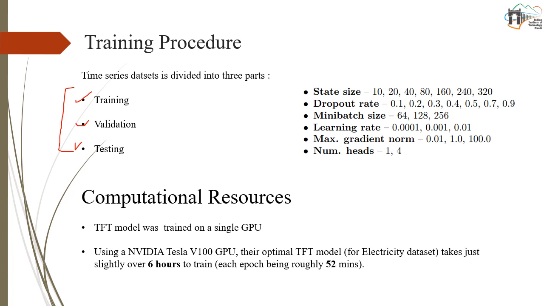If they use this NVIDIA Tesla V100 GPU, then the optimal time for a TFT model on the electricity data set we talked about earlier is slightly over 6 hours to train, and that is very little when we talk about training transformers, with each epoch being roughly around 52 minutes. So yeah, it was learning more about the data, its temporal dependencies and everything. That was good for a transformer based network.